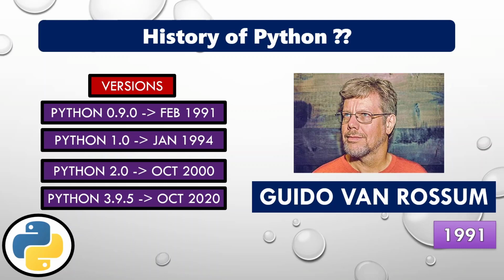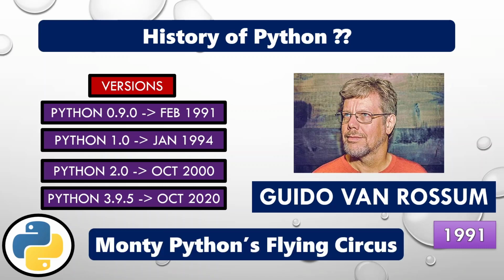Now this language Python has some history. This Python language is named after a British comedy TV series, Monty Python's Flying Circus. So the author of Python was a big fan of Monty Python's Flying Circus, and that's how the name Python comes from this British comedy TV series.